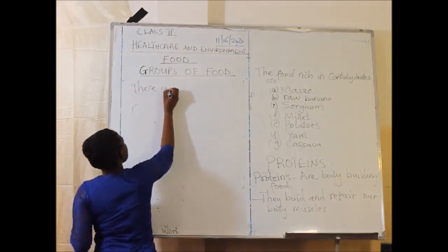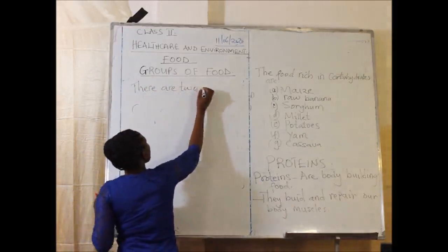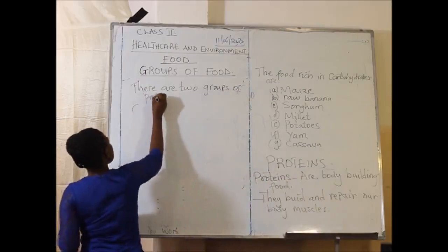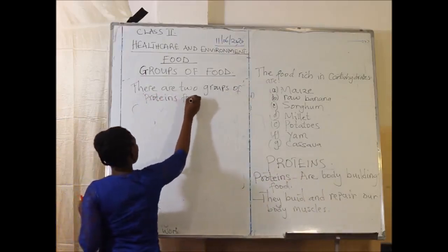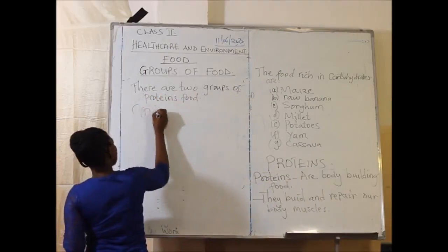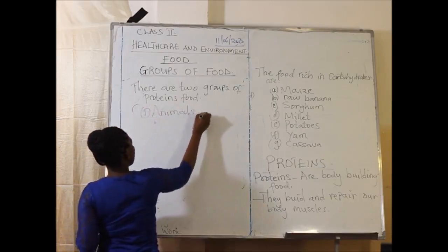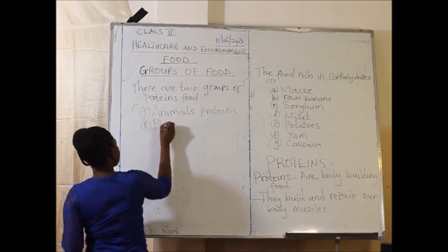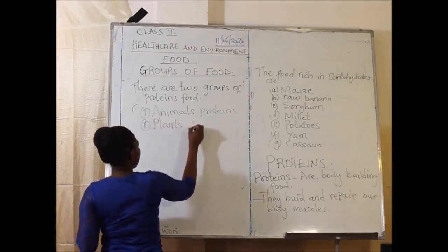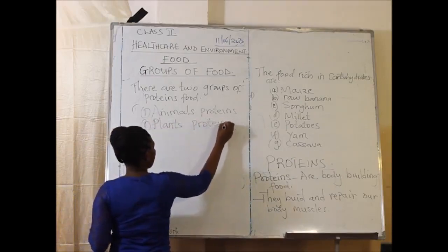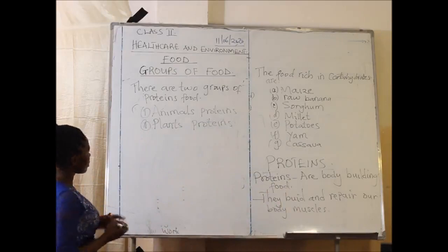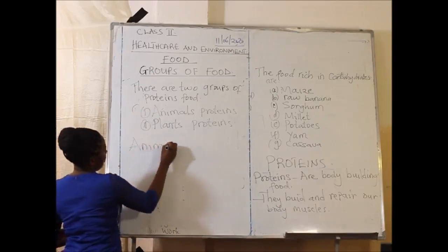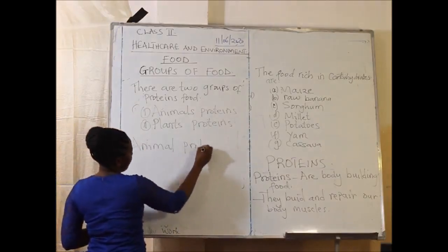We say there are two groups of protein food. One is animal proteins, and another is plant proteins. Now, let us look at animal proteins, the animal protein foods.